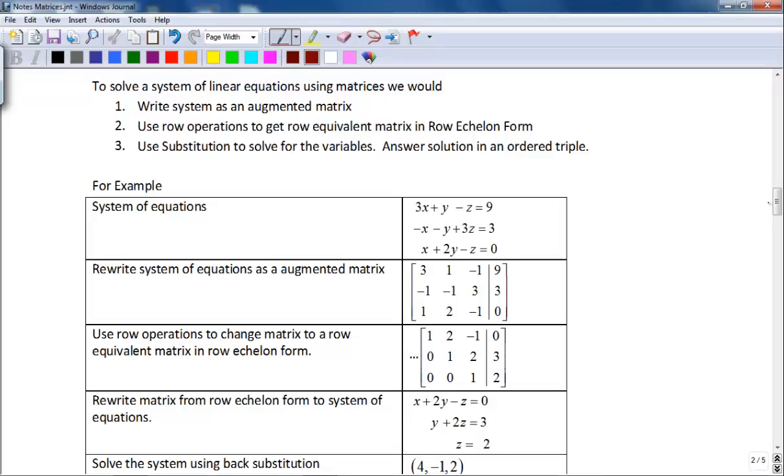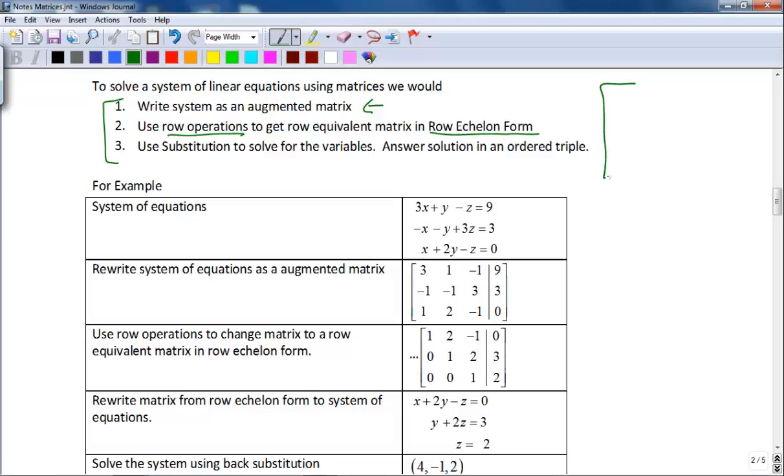Well, how would we go about solving a linear system of equations using matrices? Our steps are as follows. The first thing we're going to have to do is write the augmented matrix. After we write the augmented matrix, we're going to use our row operations to get it in row echelon form.